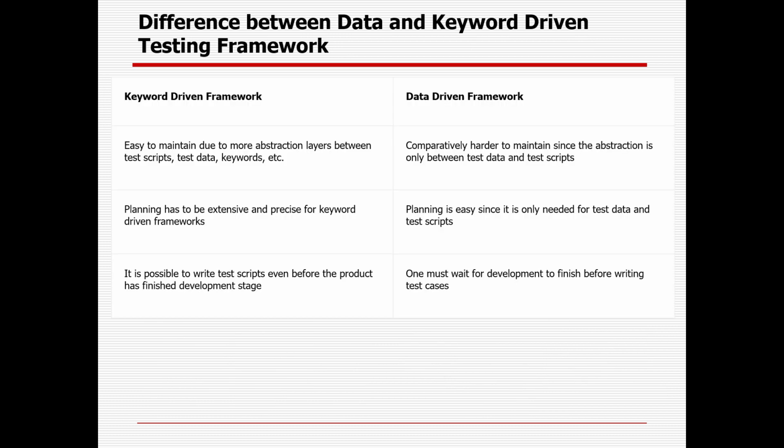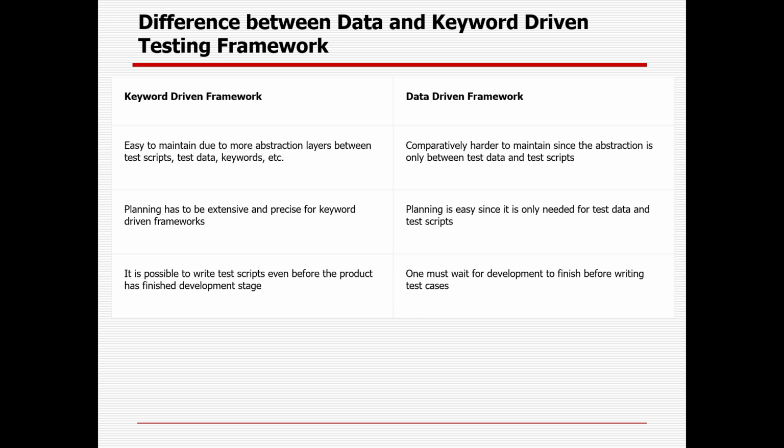So what is the difference between data driven and keyword driven framework? The data driven framework is comparatively harder to maintain since the abstraction is only between data and test script, whereas the keyword driven framework is comparatively easier to maintain because there is more abstraction between data, script, and keyword, etc. For the keyword driven framework, planning needs to be extensive and precise, whereas in data driven planning is easy because your single script will be driven by different variations of the data.